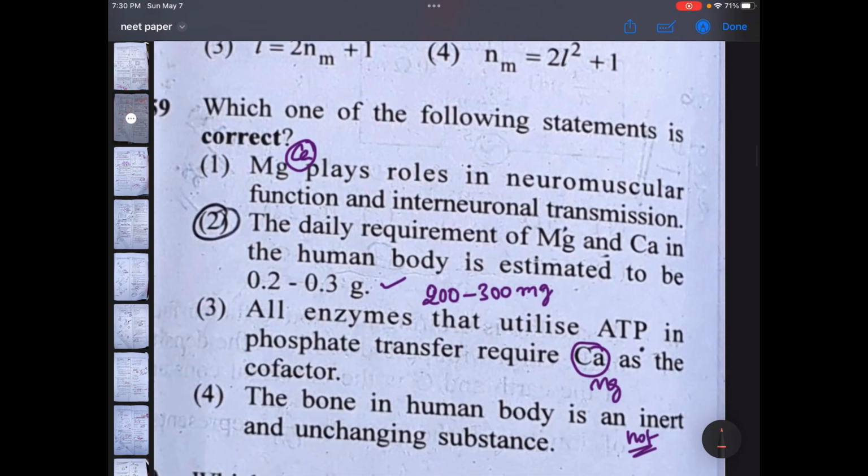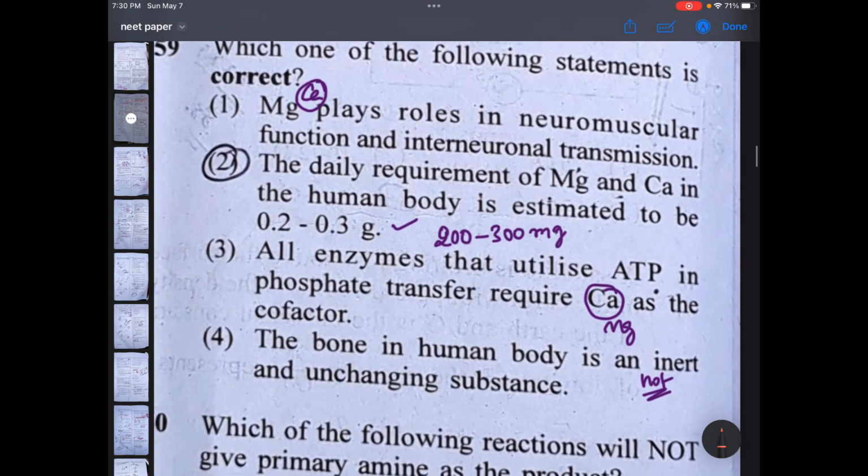Which of the following statements is correct? First statement is wrong because that should be calcium. Calcium plays roles in neuromuscular function and interneuronal transmission. Second is right. In the NCERT, it is mentioned 200 to 300 milligrams. You can check there, last paragraph, biological importance. We used to stress on this a lot. All enzymes that utilize ATP in phosphate transfer require magnesium as the cofactor.